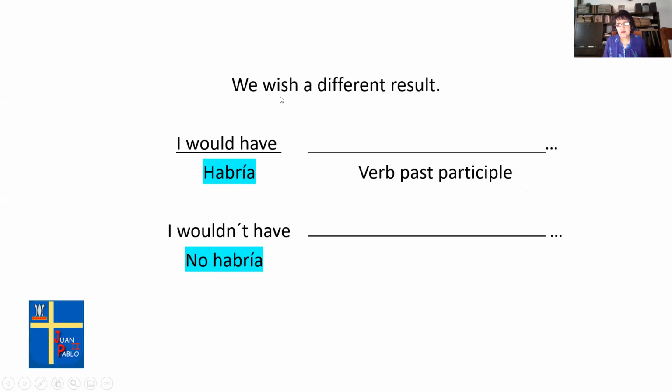We wish a different result, and the result may be expressed like this. I would have, and then a verb in past participle. I would have woken up earlier. I would have gotten to school on time. I would have had breakfast. Okay? Or in negative, I wouldn't have. The negative goes here. Would not. Wouldn't. I wouldn't have. No habría. Or I would have. Habría.